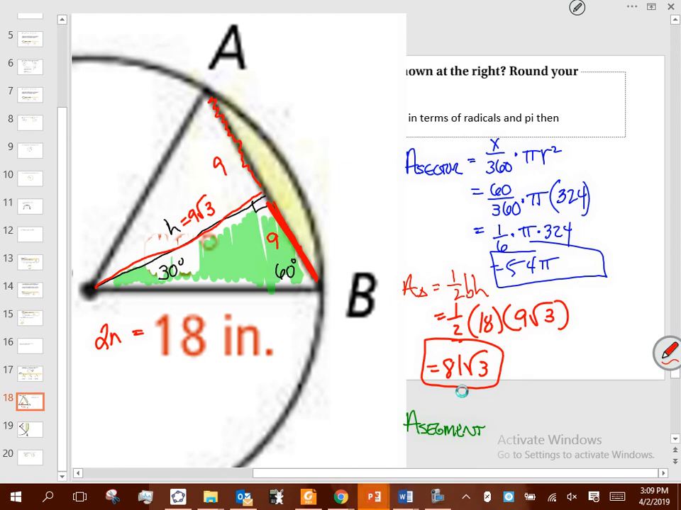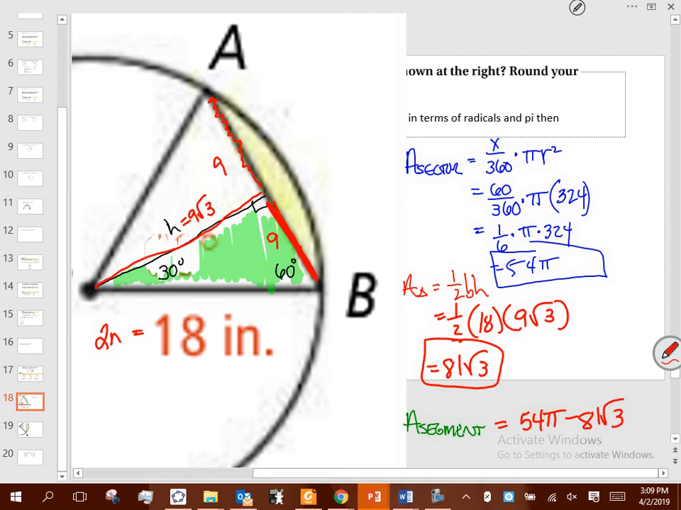What do I do with the area of the sector and the area of the triangle to find the segment? Subtract it. So 54 pi minus 81 root 3. And that's the exact answer. And the directions, I kind of hit them a little bit, but you see them come out the side of that picture. It says leave in terms of radicals and pi. And then I think it says something about transferring that into a decimal if we need to.